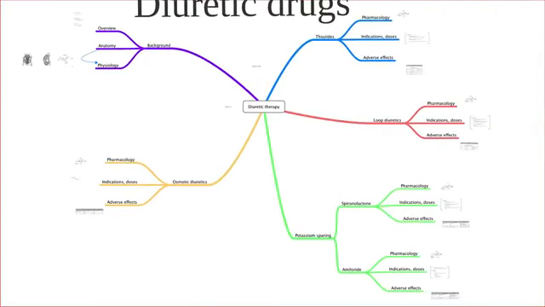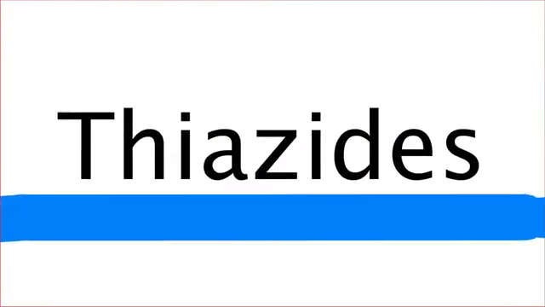So let's now talk about some specific diuretic classes. I think what we're going to focus on are the thiazides, loop diuretics, potassium-sparing diuretics, and then finally and very briefly the osmotic diuretics. Indeed. So let's go into the thiazides.